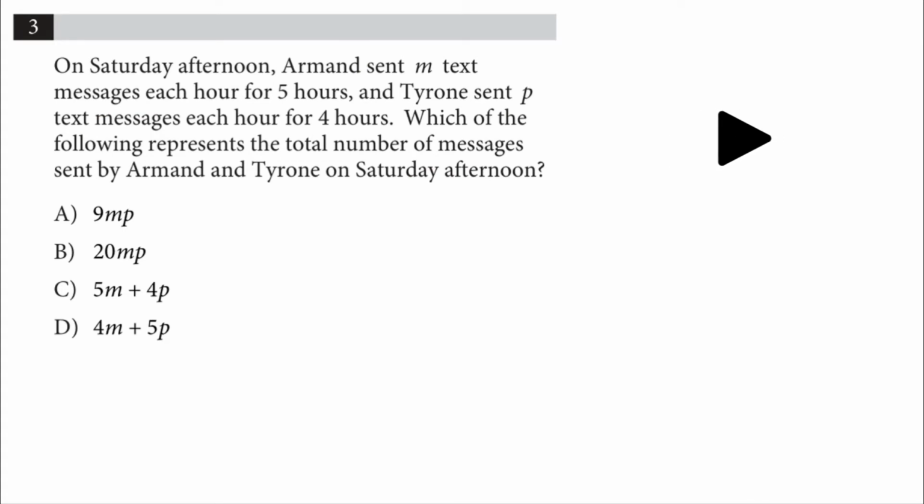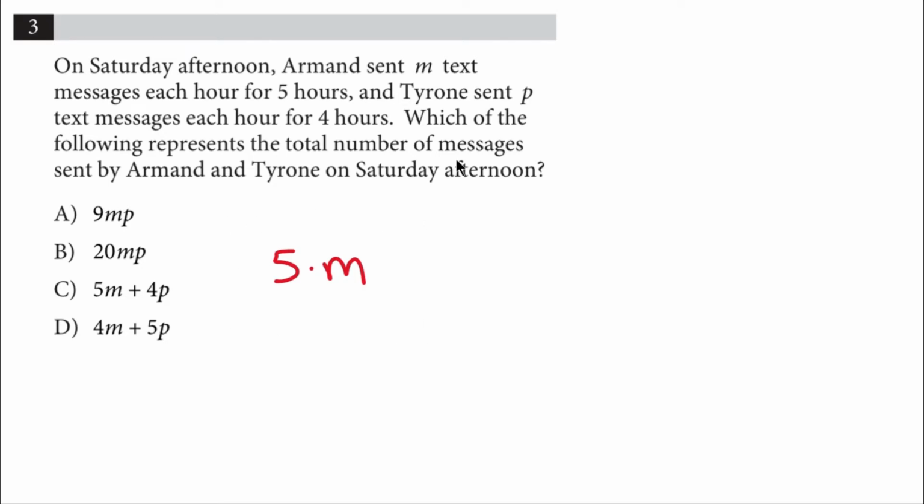On Saturday afternoon, Armand sent M text messages each hour for 5 hours, and Tyrone sent P text messages each hour for 4 hours. Which of the following represents the total number of messages sent by Armand and Tyrone on Saturday afternoon? Well, we know that Armand sent M messages for 5 hours, so let's multiply 5 times M. This will give the amount of messages Armand sent.